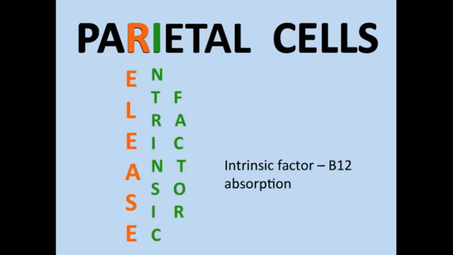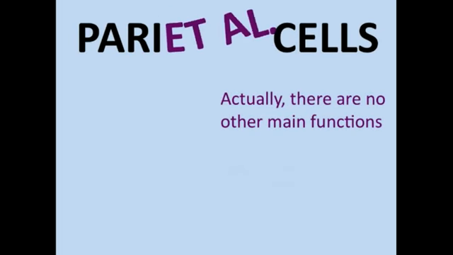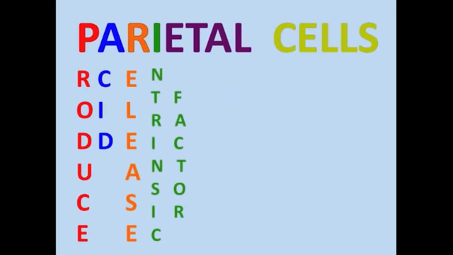And the final part of the mnemonic, et al., it's supposed to refer to the other functions of the parietal cells, which for all practical purposes is nothing really. So all you really need to know is that parietal cells produce acid and release intrinsic factor. The acid production is crucial for protein digestion, and the intrinsic factor is crucial for vitamin B12 absorption.